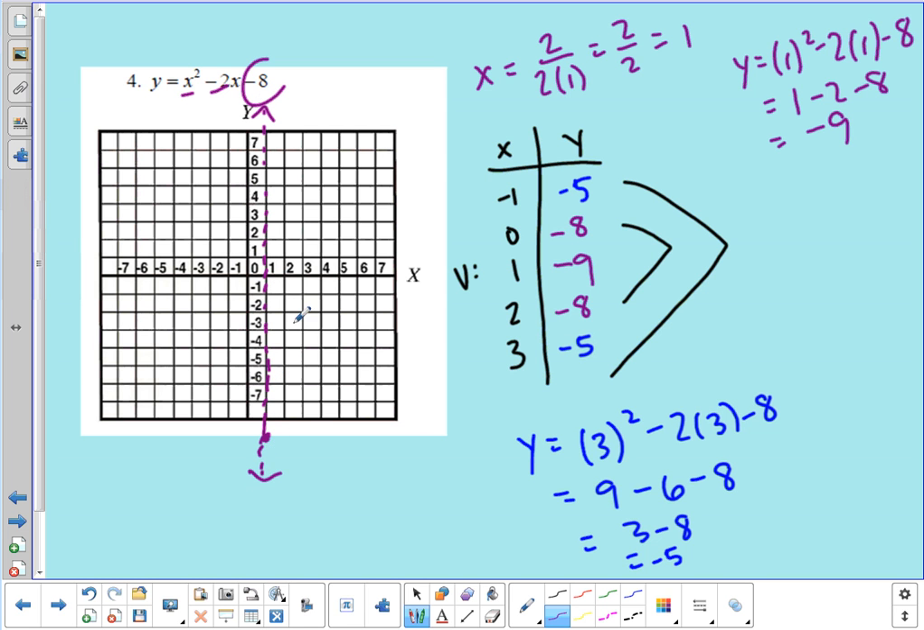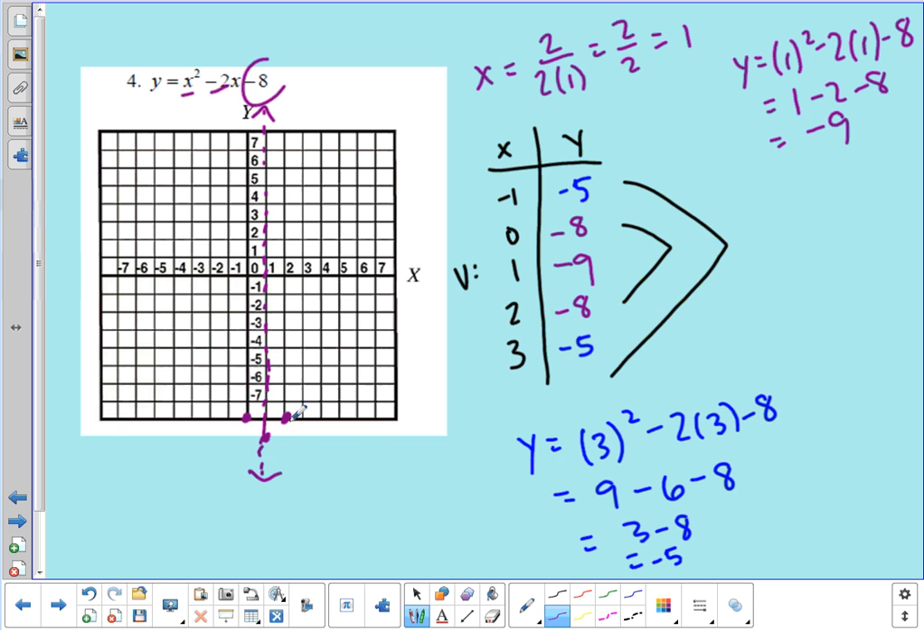Notice that it's a dotted line because it's not actually a line that exists. It's just showing you where the symmetry lies. That's why I made it dotted there. So then 0, negative 8 would be right here, and 2, negative 8 is right there. And that's what the axis of symmetry does for you. You can mirror it across, and it becomes really helpful.